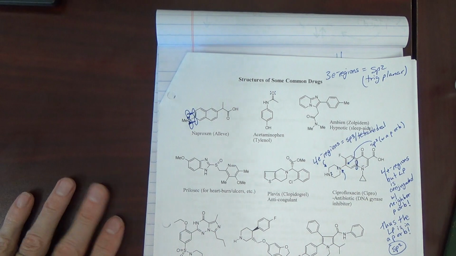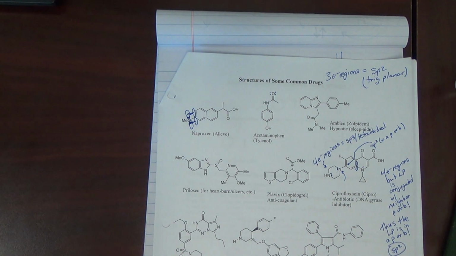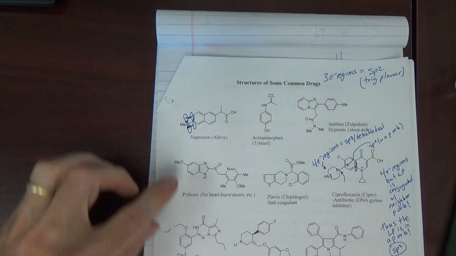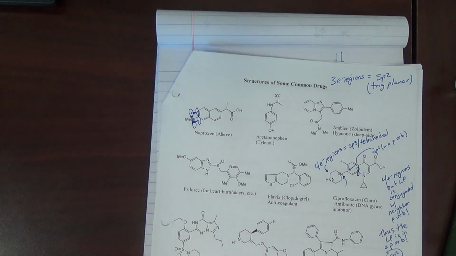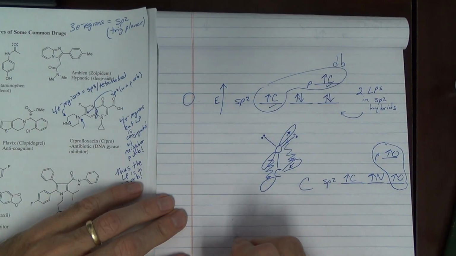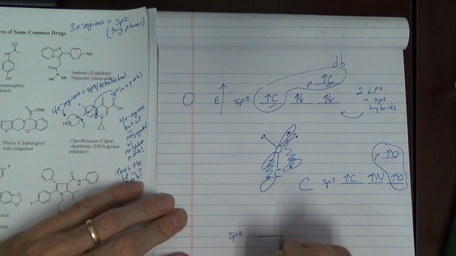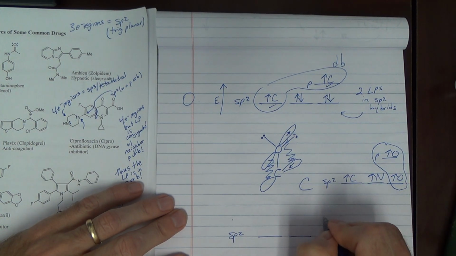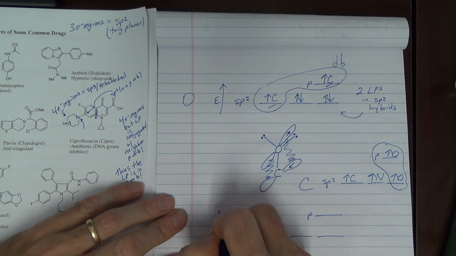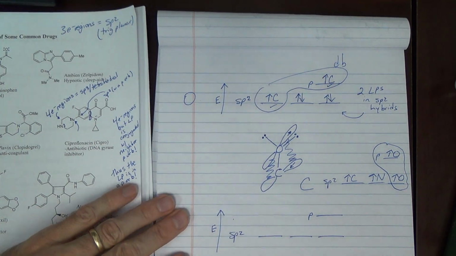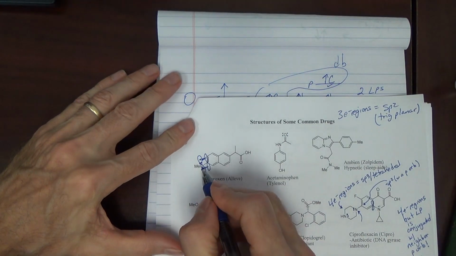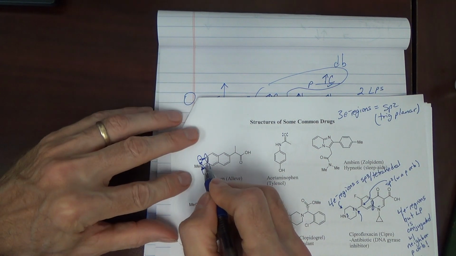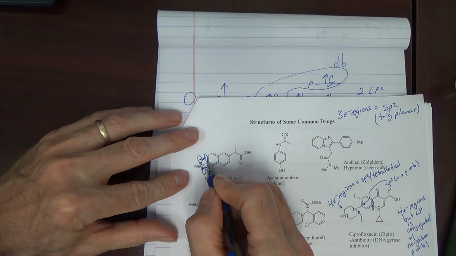That's called conjugation. So we need one p orbital here, and that's going to be sp2. sp2 is, of course, again 3 hybrids and a p. And now we ask, what type of bonds is this oxygen making? Sigma bond to carbon. Okay.